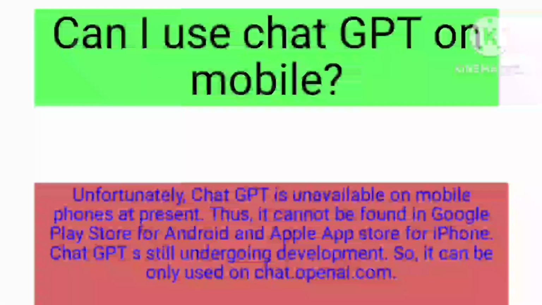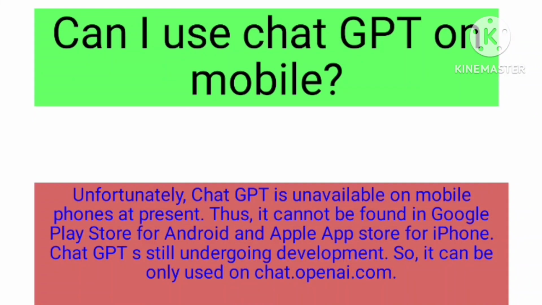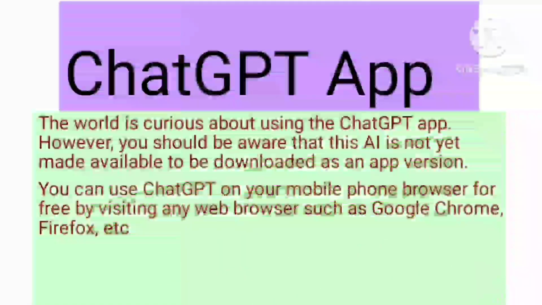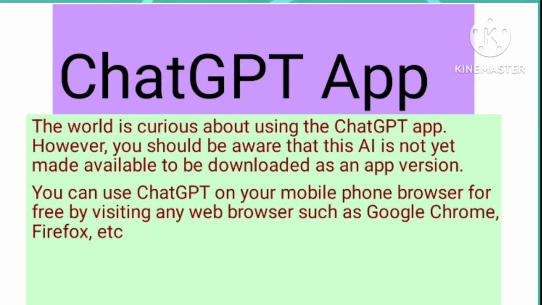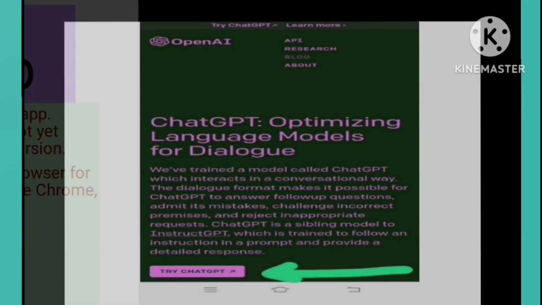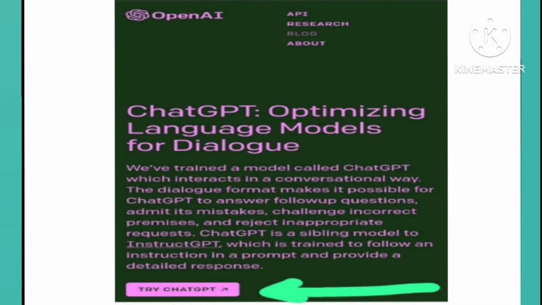Can I use ChatGPT on mobile? Unfortunately, ChatGPT is unavailable on mobile phones at present. Thus, it cannot be found in the Google Play Store for Android or the Apple App Store for iPhone. ChatGPT is still undergoing development, so it can only be used on the web. The world is curious about using the ChatGPT app. However, you should be aware that this AI is not yet available to be downloaded as an app version. You can use ChatGPT on your mobile phone browser for free by visiting any web browser such as Google Chrome, Firefox, etc. Here is the mobile screenshot of ChatGPT on a mobile phone.